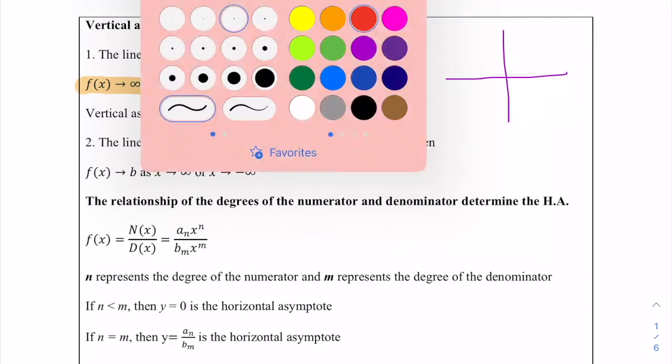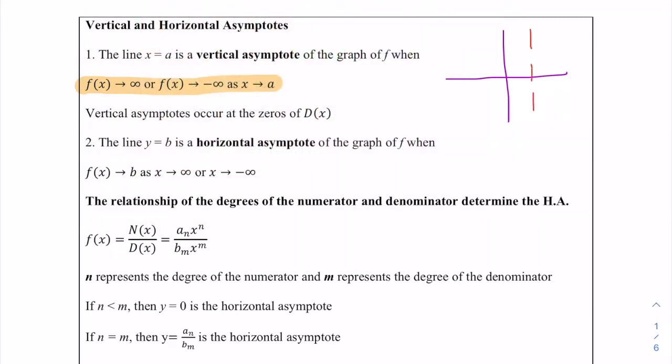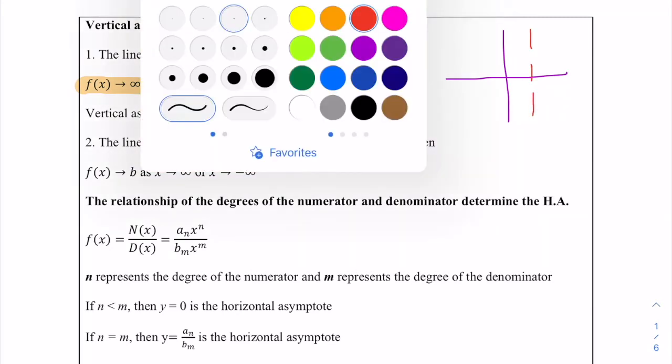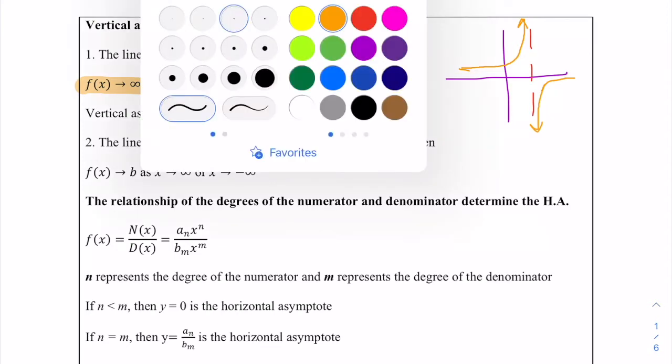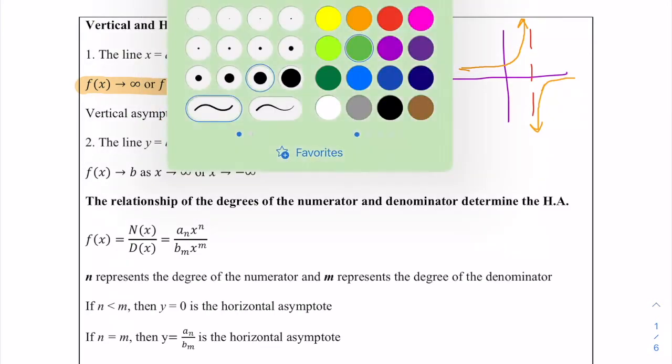So on the asymptote, we're going to have the function as it approaches the asymptote, it goes towards positive infinity, or from the other way, as it approaches it from the right, it'll go to negative infinity. Now a horizontal asymptote is a little bit different.